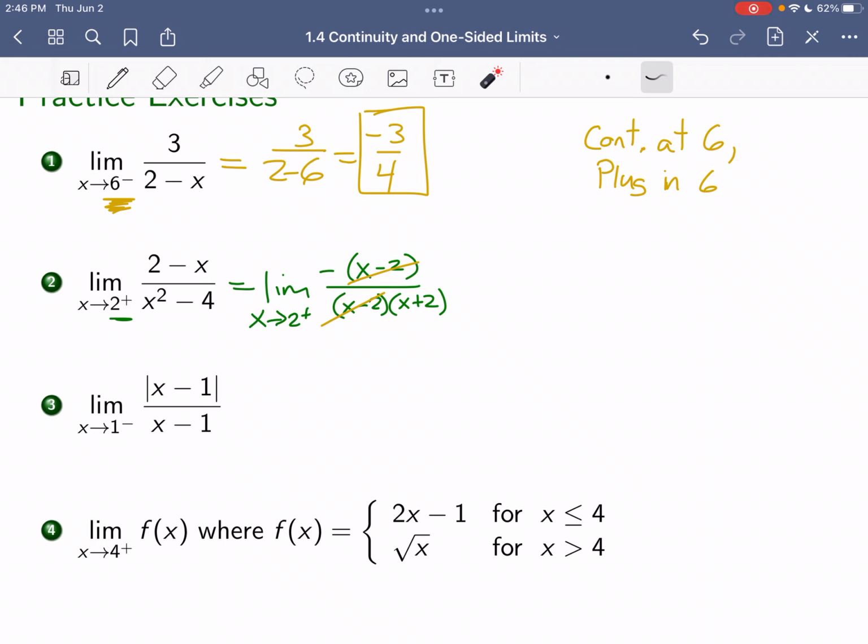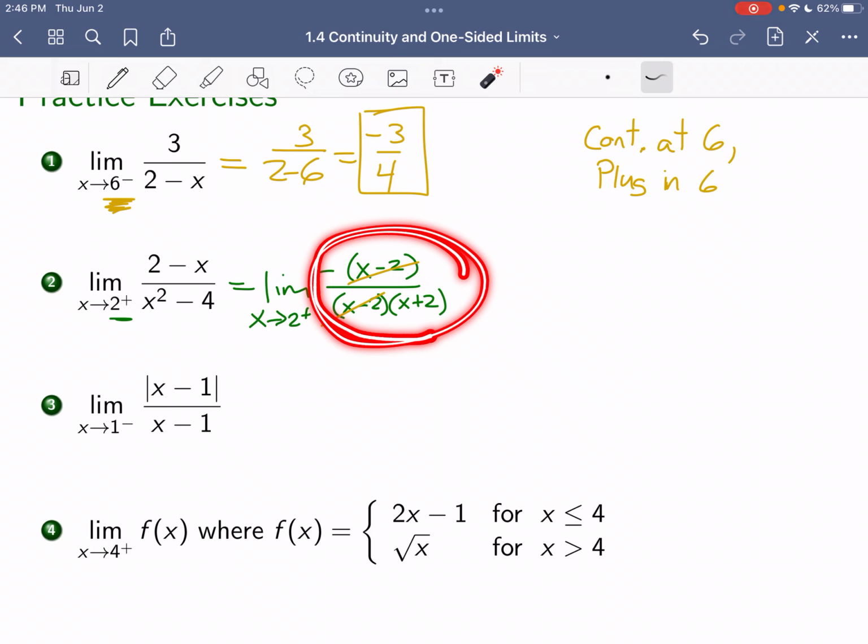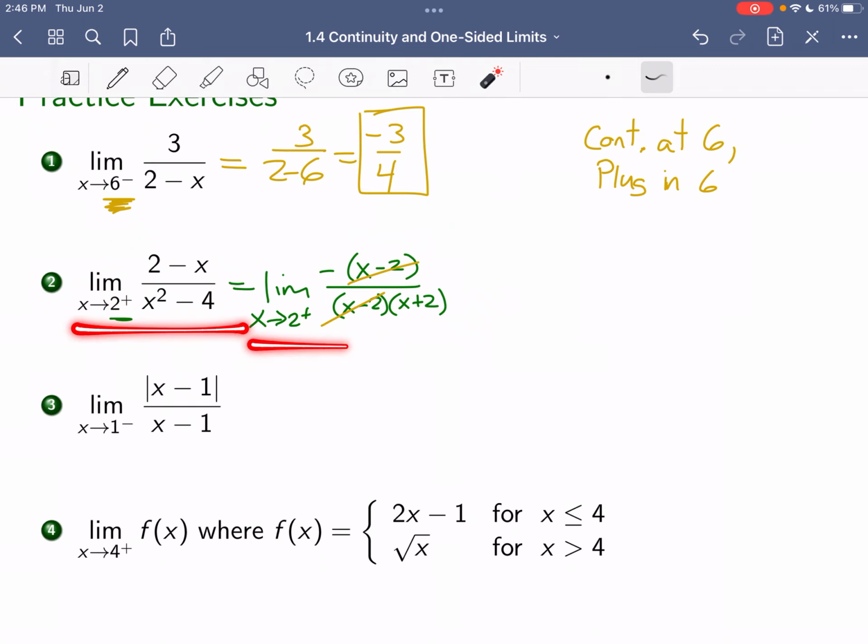So it would not be correct for me to say that this function and this function where we've canceled out the x minus 2's are equal, because the function with the x minus 2's canceled out would not indicate that it's undefined at x equals 2, whereas this function does. However, the limit as we approach 2, those are equal even if we do that cancellation. So we do that cancellation, and then we can do direct substitution. We have -1 on top over 2 plus 2.